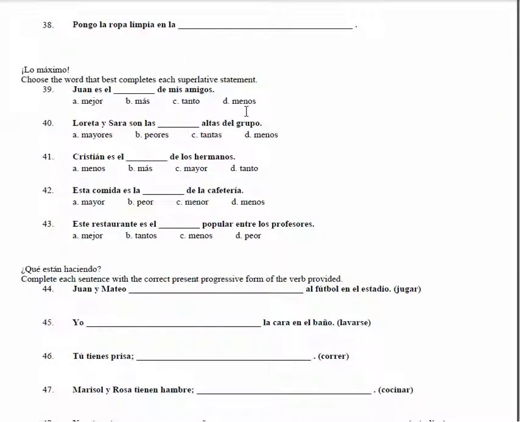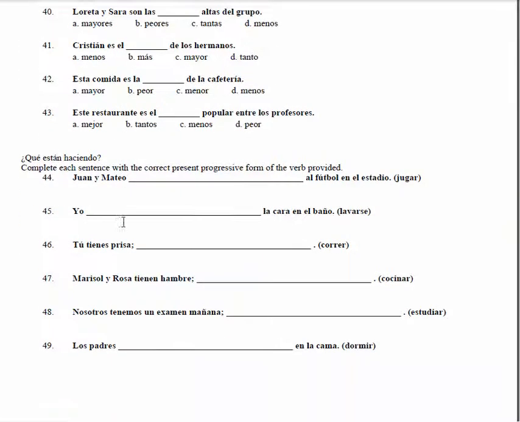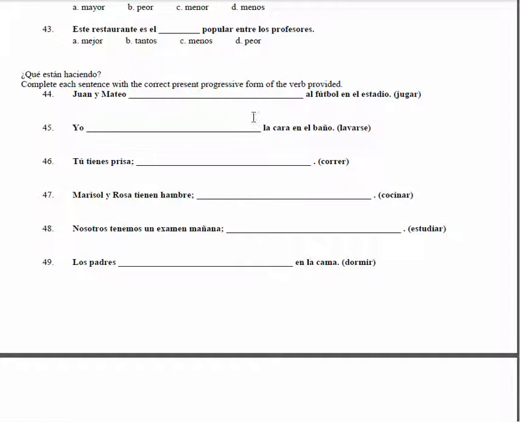Here, lo máximo. This is superlatives. So you read these sentences and you decide which of these is the superlative that would best complete the sentence. Okay. Down here, ¿qué están haciendo? This is what we're going to talk about today as soon as we're done. This is present progressive. So I'm going to explain to you guys how to form the present progressive, and that's what you would be doing in this section.